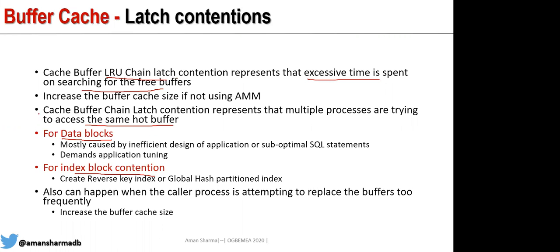Now, if it is a cache buffer chain latch contention for a data block, maybe someone is trying to read the same table again and again from multiple server processes, or maybe doing it in a loop. That means it is not really something we can control by ourselves. Probably we need to go for application tuning. And if it is an index contention, it could mean that this can possibly be changed by creating a different type of index, like maybe a reverse key.